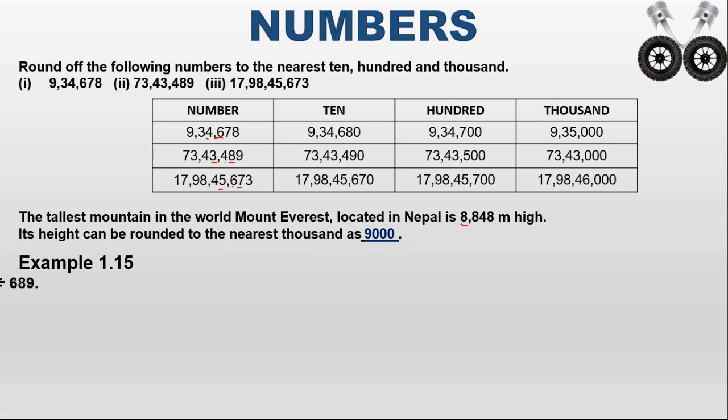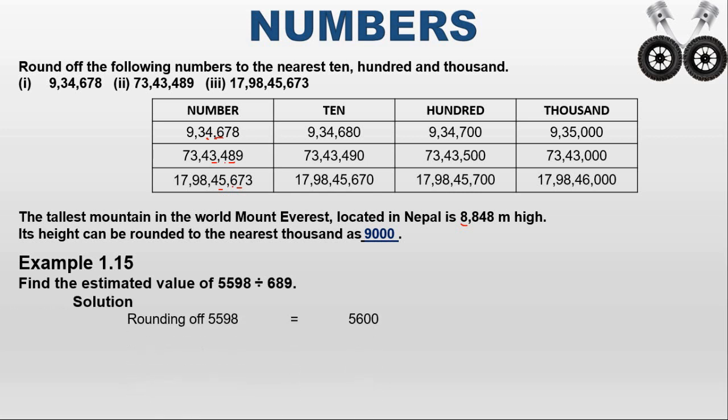Okay. So next example 1.15. Find the estimated value of 5598 divided by 689. So first see here, ones, tens, hundred, thousand. Here the largest portion is a thousand, and here ones, tens, hundred. Here the largest portion is a hundred. So you have to convert the largest portion into the smallest portion. That is rounding off to the smallest position value. Okay, so that means 5598 should be rounded to the nearest 100.